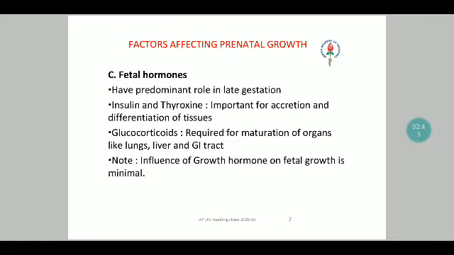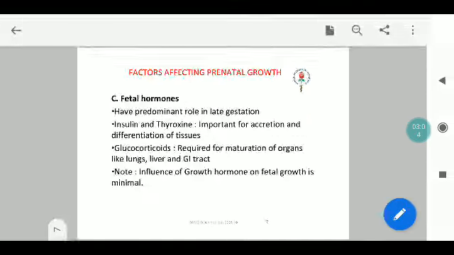If you consider the fetal hormones, they have a more predominant role in the later half of gestation towards term. Insulin and thyroxine both are important for tissue differentiation, and glucocorticoids are essential for maturation of vital organs like the liver and more specifically the lungs. It is important to note that the influence of growth hormone on fetal growth is very minimal as compared to postnatally.